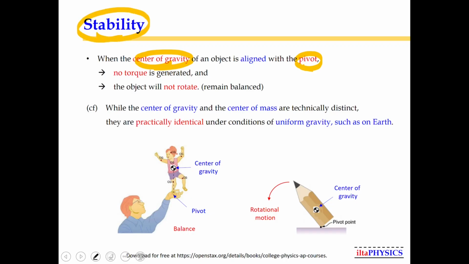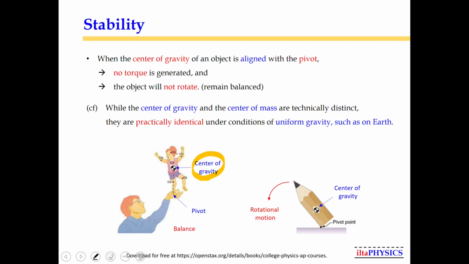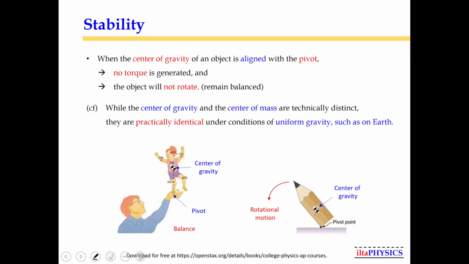In the bottom left image, a father is balancing a child on his hand. As shown, if the child's center of gravity and the pivot point, the father's hand, are perfectly aligned vertically, gravity doesn't create any torque. Therefore, the child doesn't fall over, meaning no rotational motion occurs. However, as seen in the right image, if the center of gravity and the pivot are not aligned, the torque acting on the center of gravity causes the object to rotate and fall.